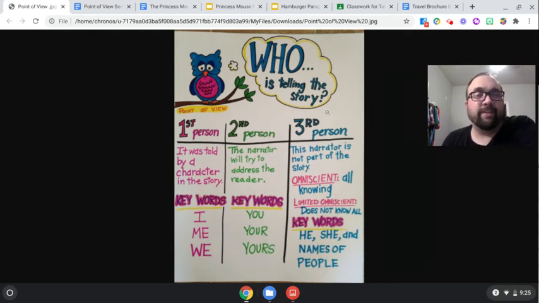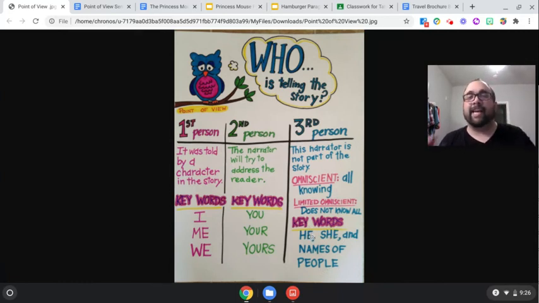The other one you're really familiar with is third person. This narrator is not part of the story. Usually this narrator will be omniscient, or all knowing, or at least kind of all knowing. They might not know everything, but they see the big picture, right? So the keywords in third person would be he, she, and names of people.